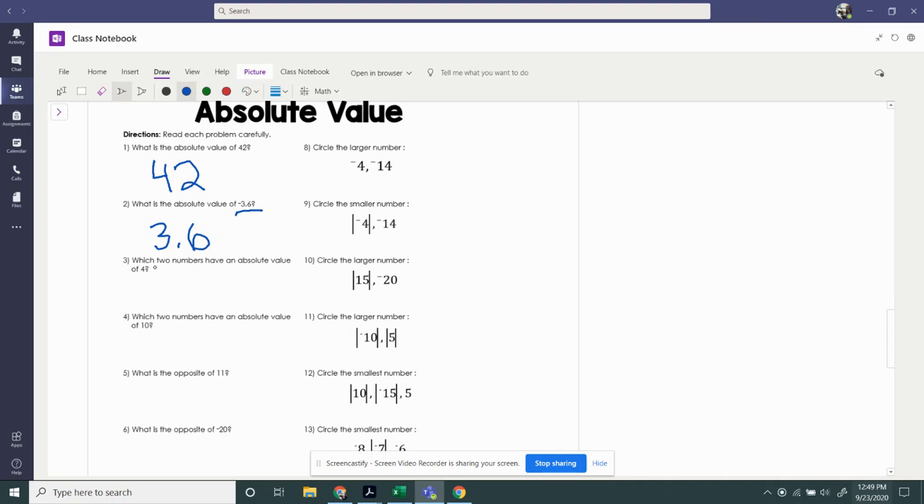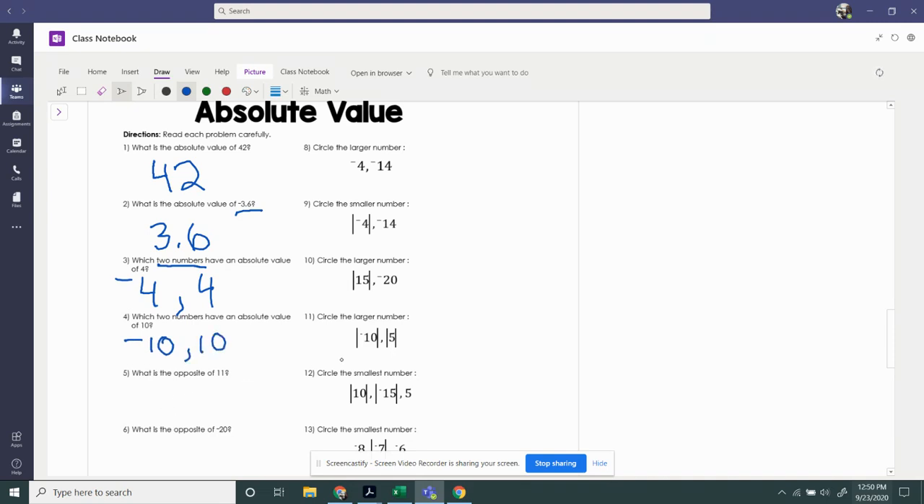Which two numbers have an absolute value of 4? If we think of a number line with 0, we can have 4, we can have -4. So the two numbers that have an absolute value of 4 are, you guessed it, 4 and -4. So which two numbers can have an absolute value of 10? That would be both -10 and 10.